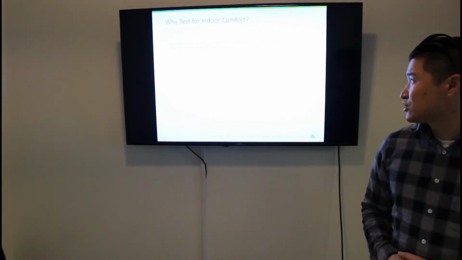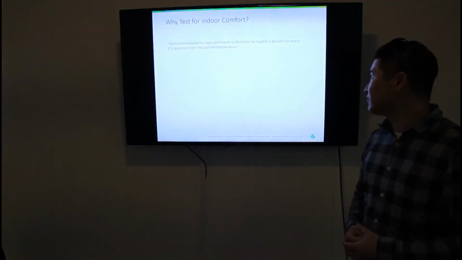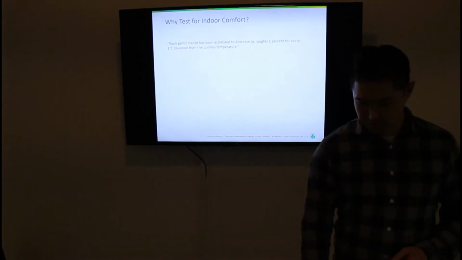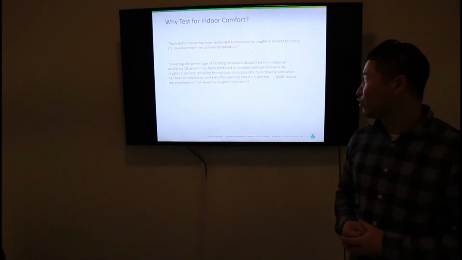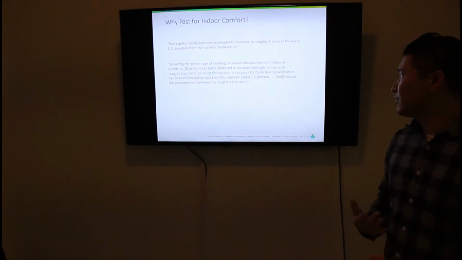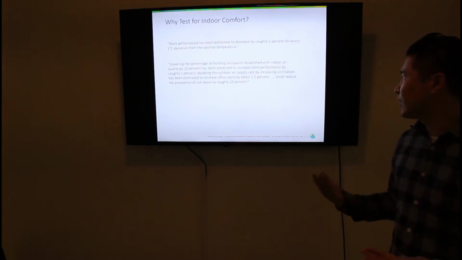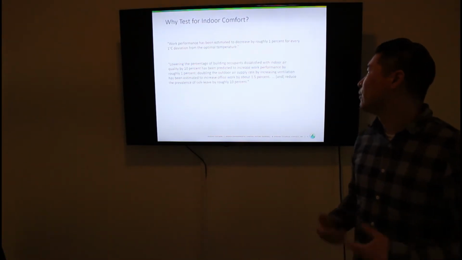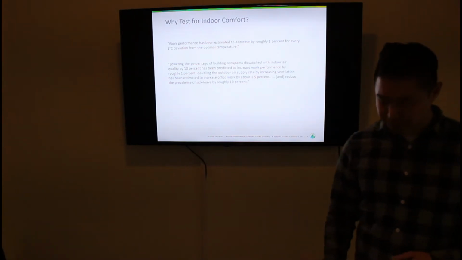One study has shown that work performance is estimated to decrease by roughly 1% for every degree Celsius deviation from the optimal temperature. Lowering the percentage of building occupants dissatisfied with indoor air quality by 10% has been predicted to increase work performance by roughly 1%. Doubling the outside air supply rate by increasing ventilation has been estimated to increase office work by about 1.5% and reduce the prevalence of sick leave by roughly 10%.